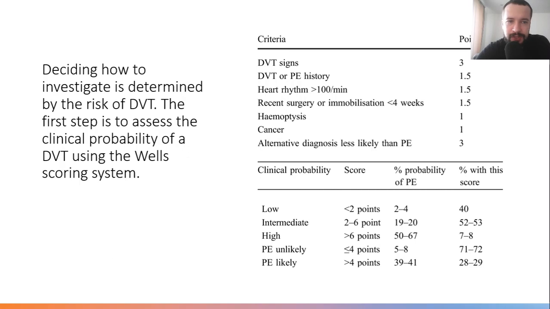Deciding how to investigate is determined by the risk of DVT. The first step is to assess the clinical probability of a DVT using the Wells scoring system. The Wells scoring system you see on the right side.